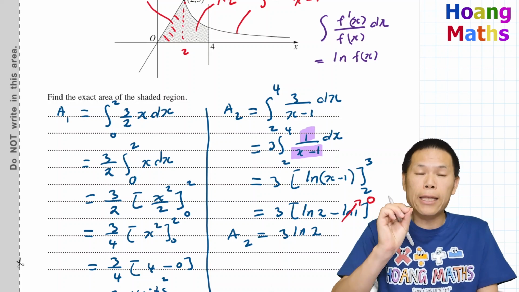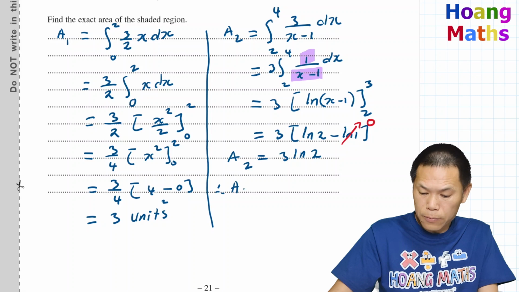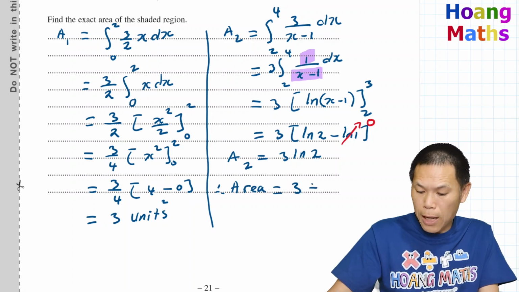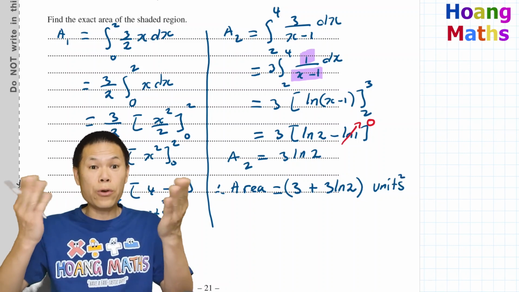So now we just add those two areas together. Therefore, the area is 3 square units plus 3 ln of 2 square units. There you go.